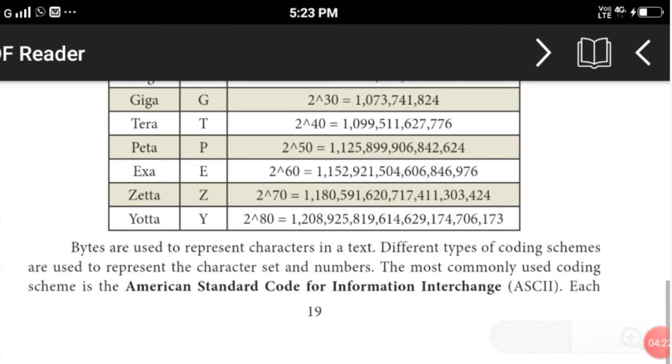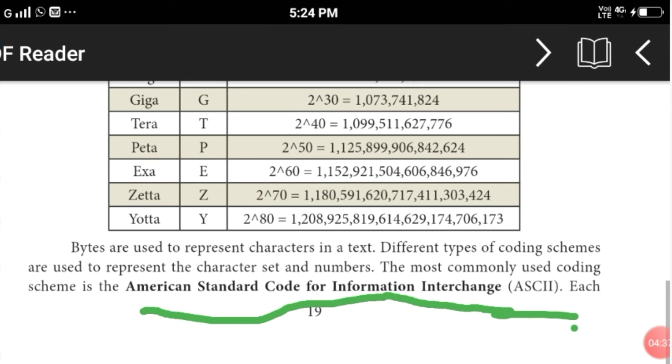Bytes represent characters. Different types of coding schemes are used to represent characters and assign certain numbers. The most commonly used coding is the American Standard Code for Information Interchange, that is, the ASCII value.